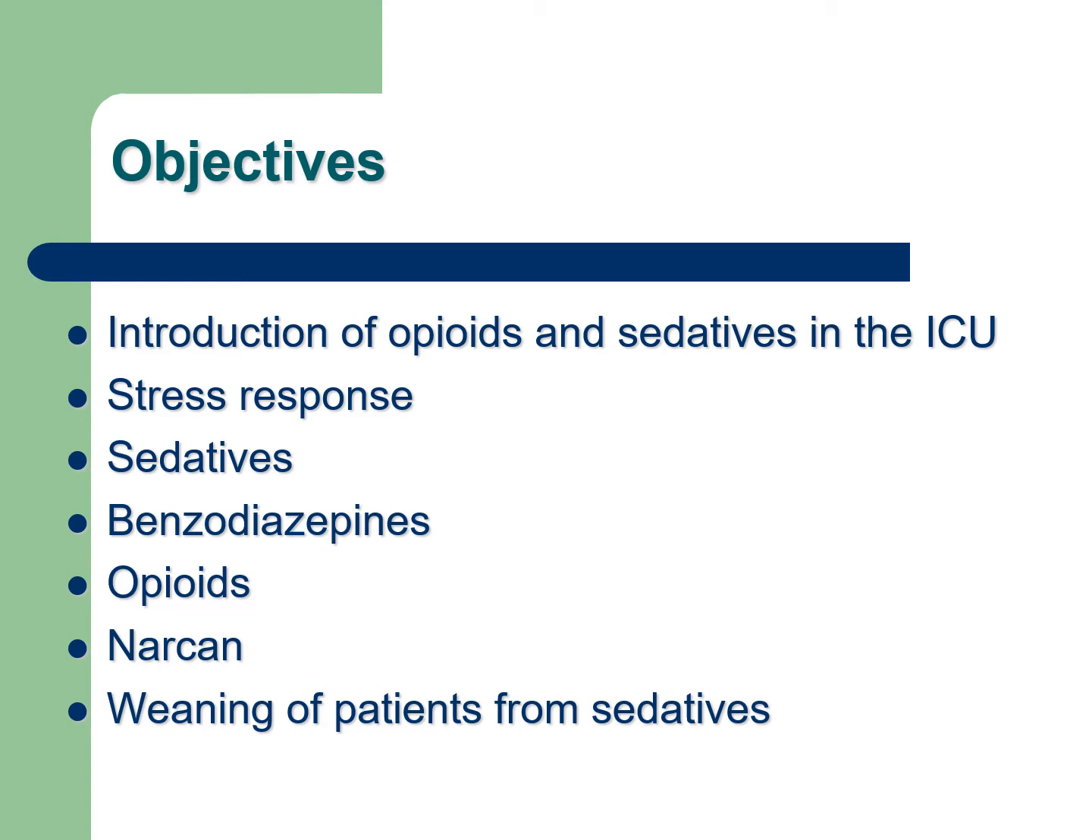We're going to list the different sedatives that are commonly used, of which the major class happens to be benzodiazepines. We're going to speak about opioids, the various types of opioids and also the synthetic opioids. We'll speak about Narcan, which is used to reverse opioids. And then finally, we're going to speak about weaning of patients from sedatives.